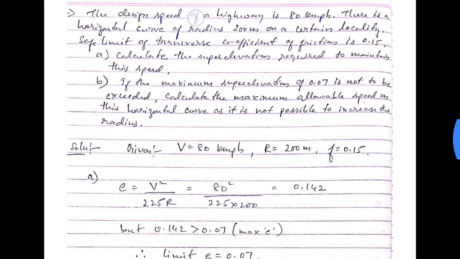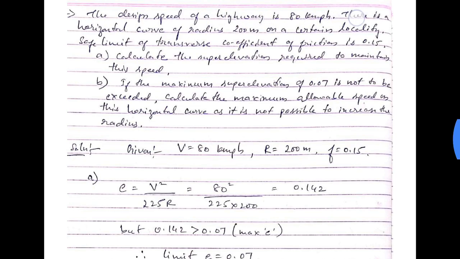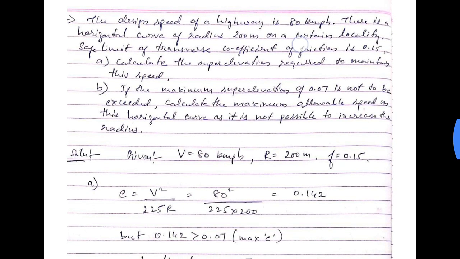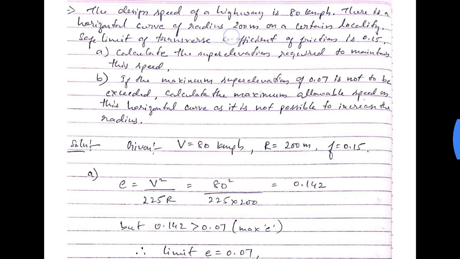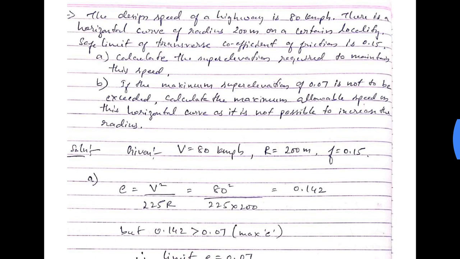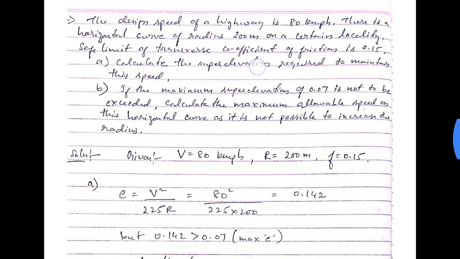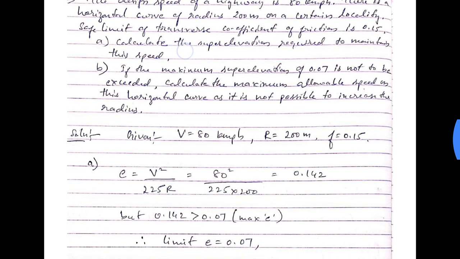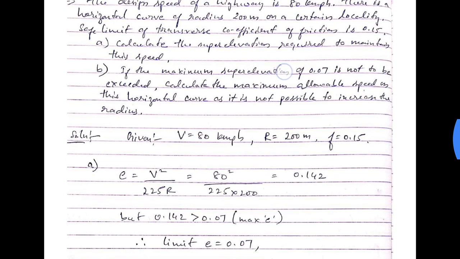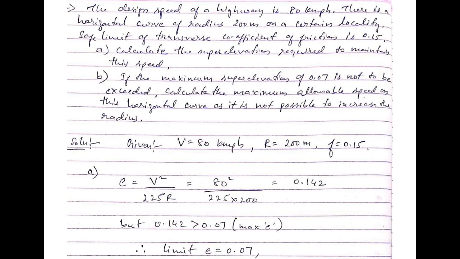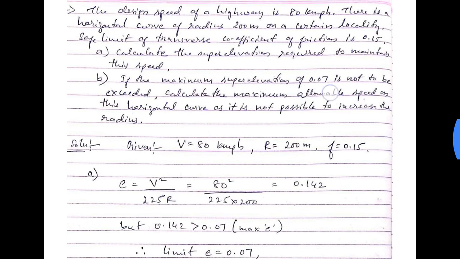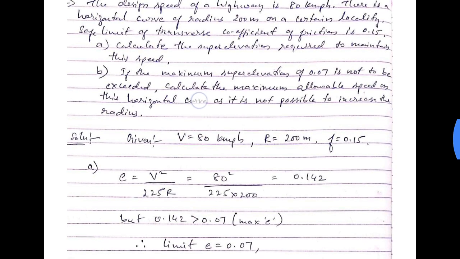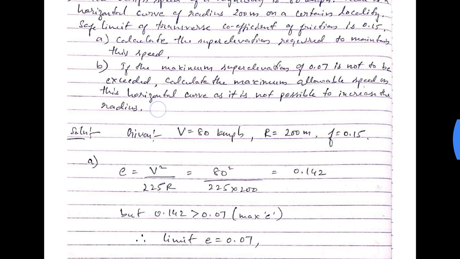The design speed of a highway is 80 kmph. There is a horizontal curve of radius 200 meters on a certain locality. Safe limit of transverse coefficient of friction is 0.15. Then there are two conditions. Calculate the super elevation required to maintain this speed first, and second, if the maximum super elevation of 0.07 is not to be exceeded, calculate the maximum allowable speed on this horizontal curve, as it is not possible to increase the radius.